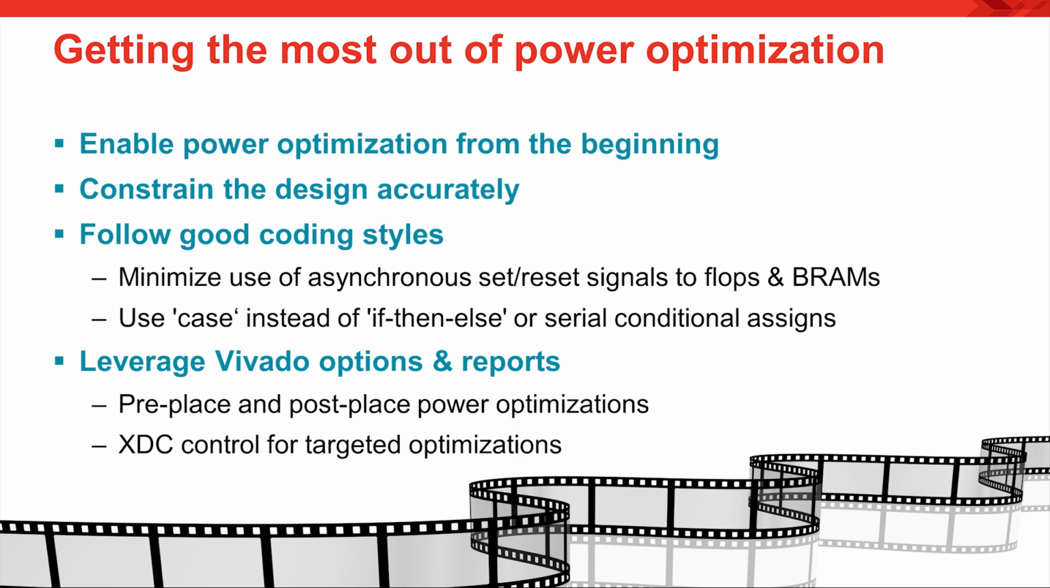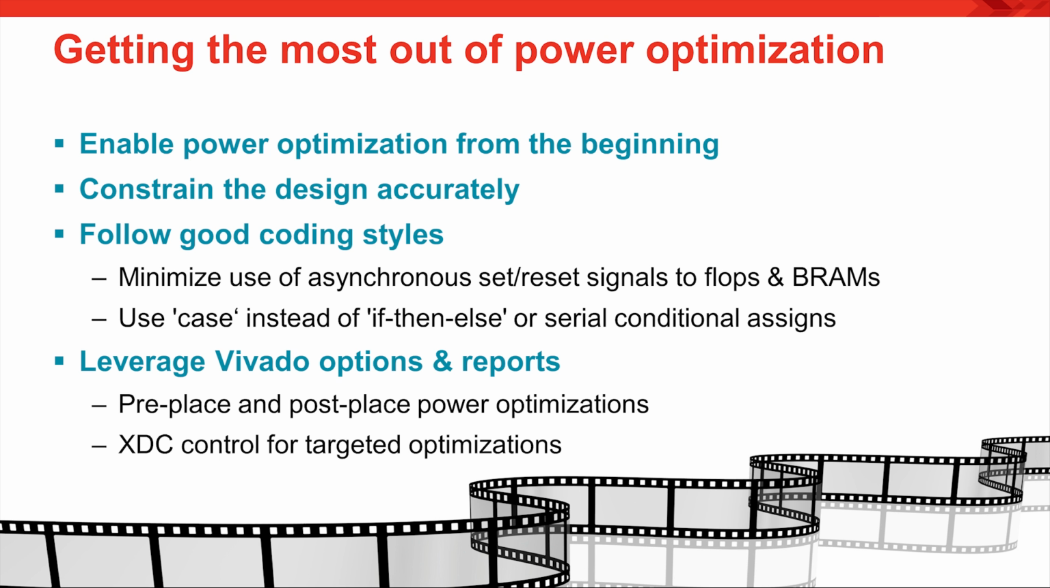Oftentimes, invoking power optimization very late in the design cycle could involve additional time and effort to meet design constraints. To get the most out of your power optimization with the least amount of effort, always enable power opt from the beginning of the design process. This will ensure that you get the maximum benefit from the start, as well as minimize the iteration time involved in closing timing. Always constrain the designs as accurately as possible. This will ensure that you're able to achieve the most accurate power estimation, as well as help the tool make wise choices during optimization.